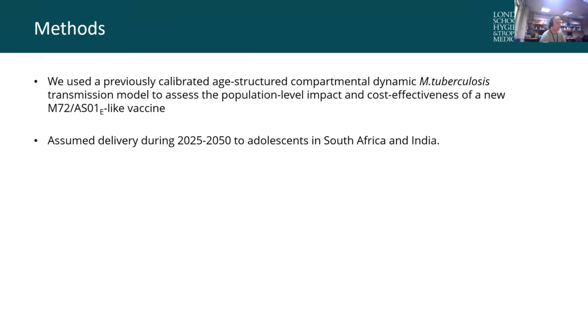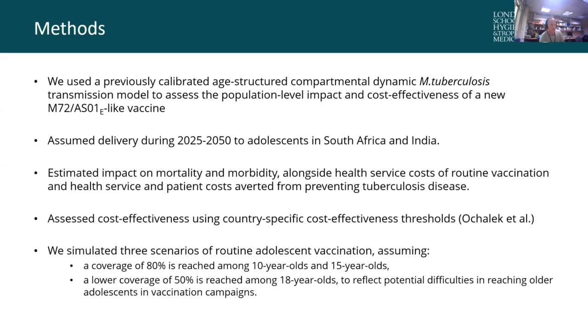I'm going to whiz through my methods because these slides are available in the materials we uploaded before. But in brief, we used an age-structured compartmental dynamic tuberculosis model, calibrated to the TB and HIV epidemic in South Africa and the TB epidemic in India. We assume that a vaccine is introduced in 2025. We take a health system perspective, and the cost effectiveness thresholds that we will use are those of the York group of Ochalek et al.